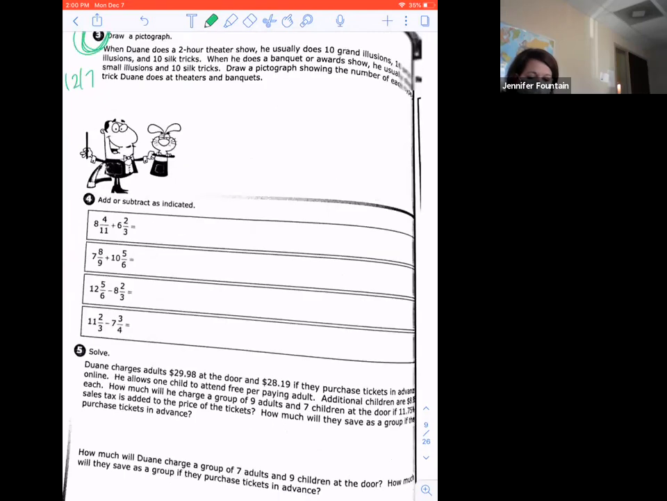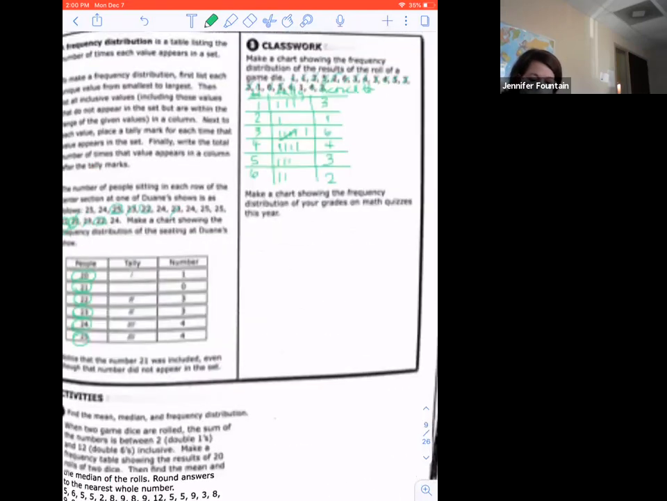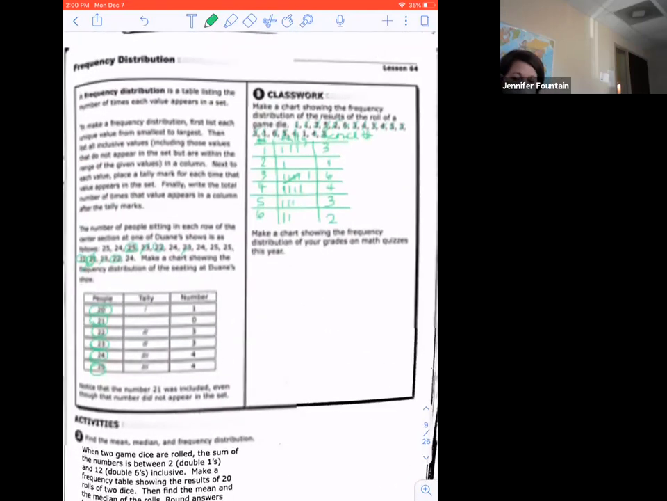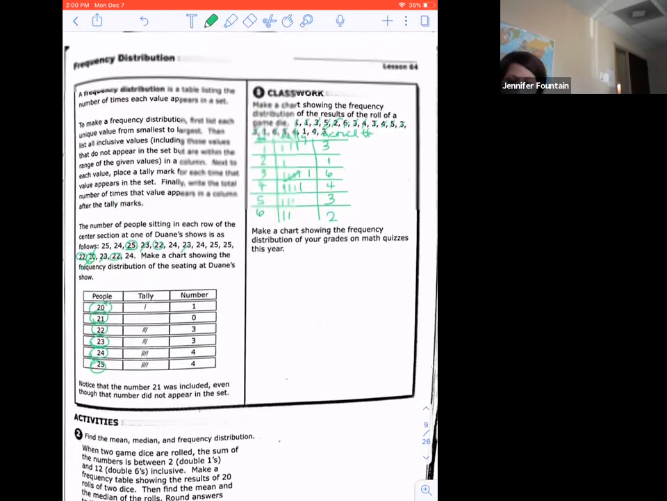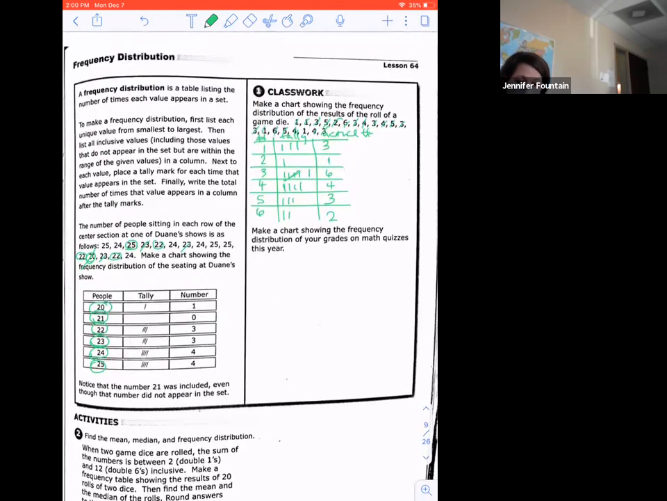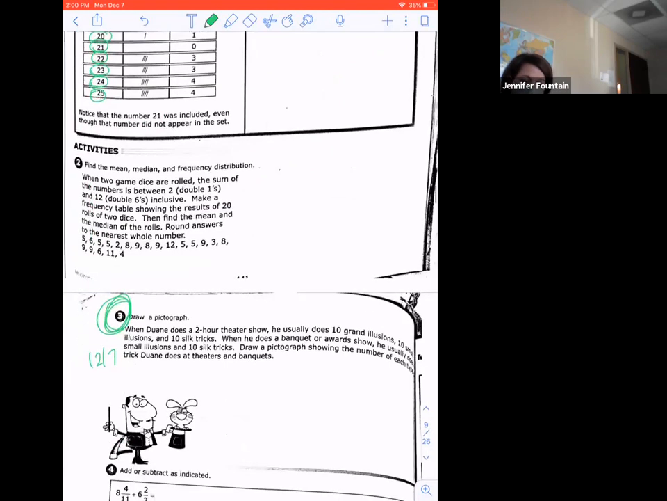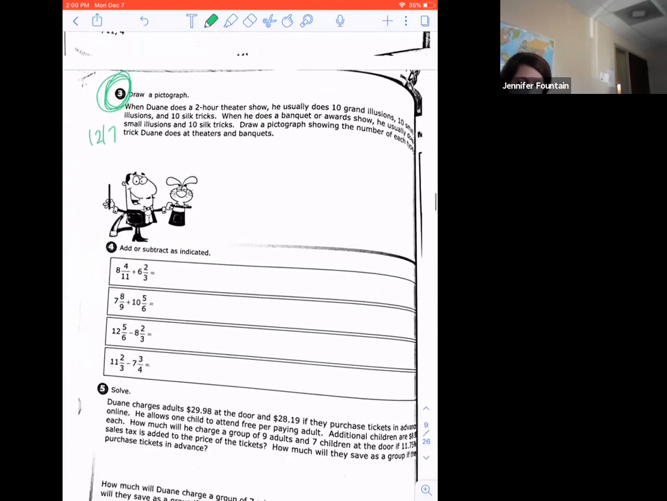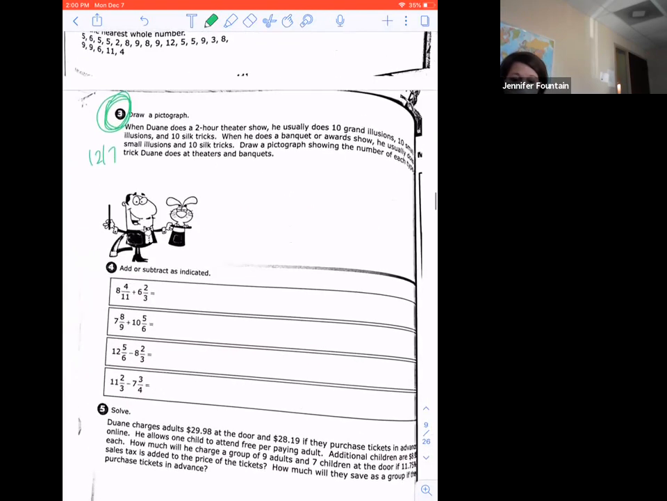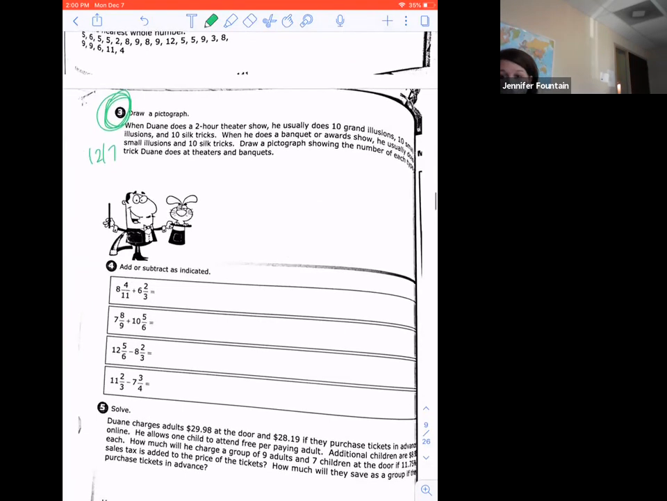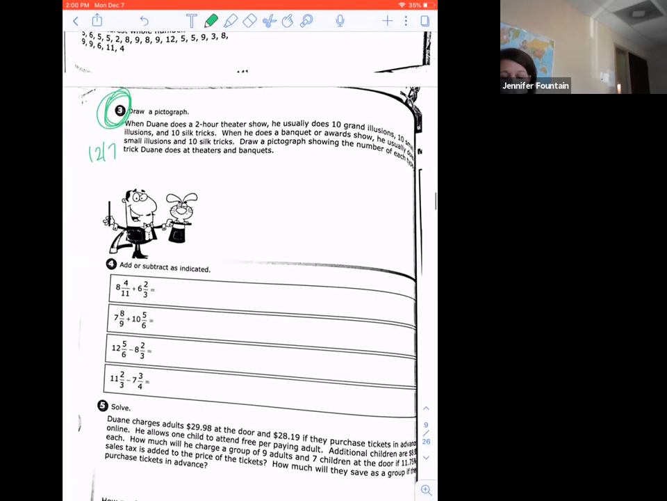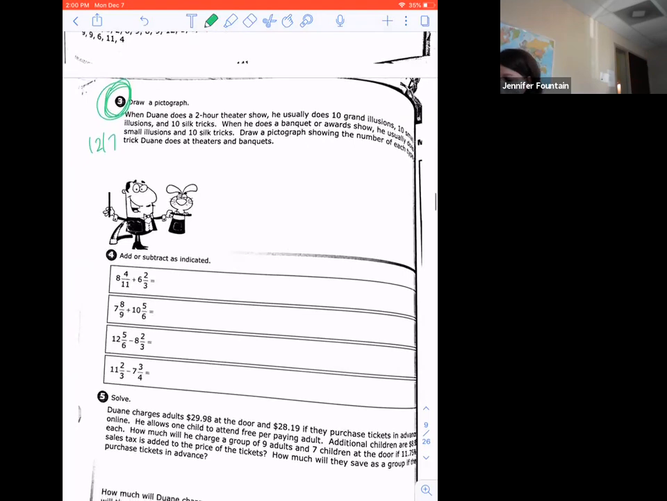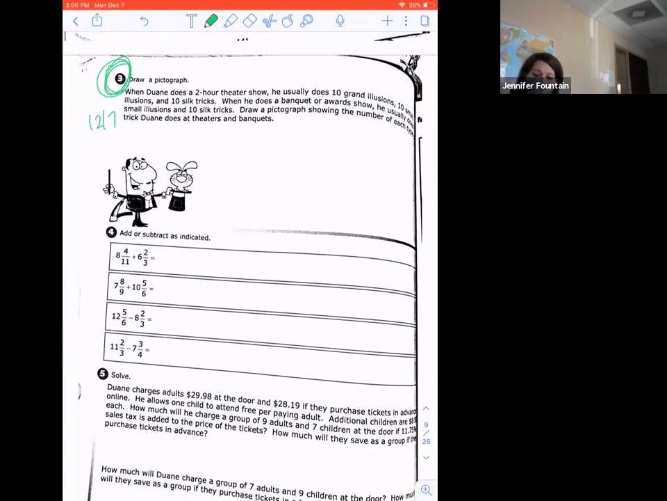Okay. So we did the frequency distribution. And so for homework, we're not going to have anything on frequency distribution just yet. We are going to have activities 3 on page 142. It'll be drawing a pictograph. Okay, so you'll draw a pictograph. And then we're jumping over a couple of lessons.